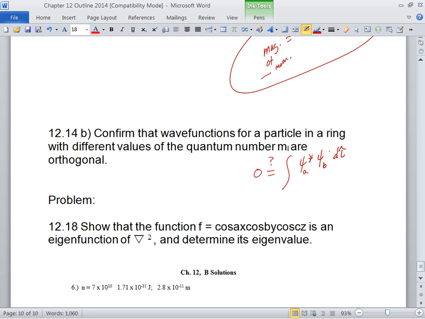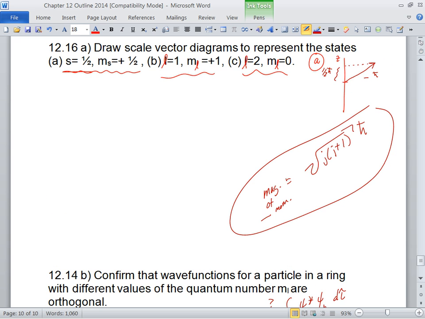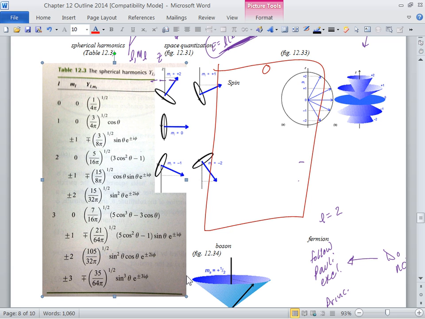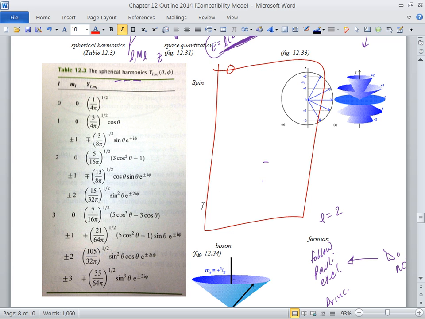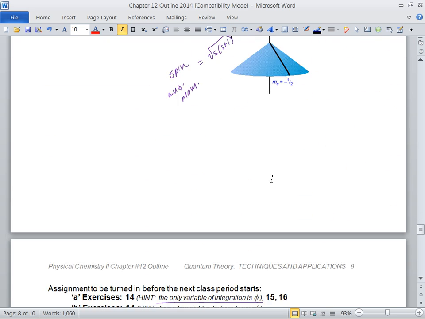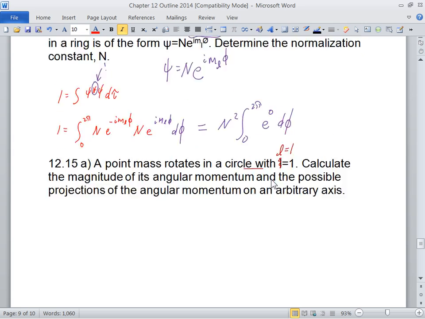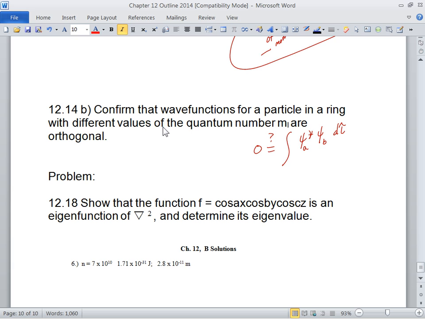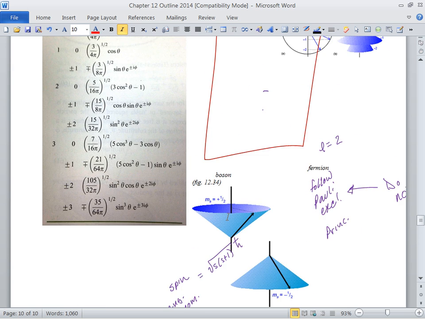So they want you to find some wave functions for a particle in a ring. And where were those at? Yeah, there it is. Can I make that big so you can actually see it? Nice. Now you can pick some really ugly ones. They said with 2 different quantum number m sub l. So you could pick some ugly ones or pick some pretty ones.